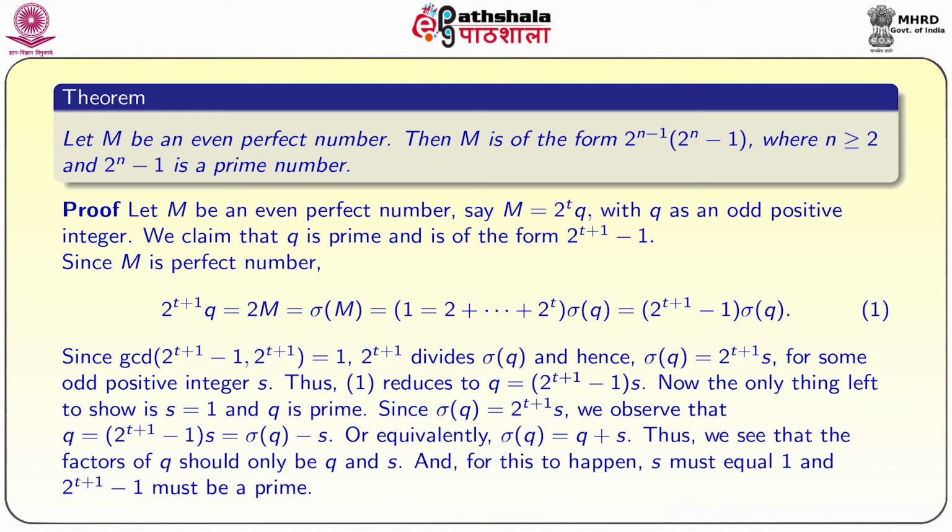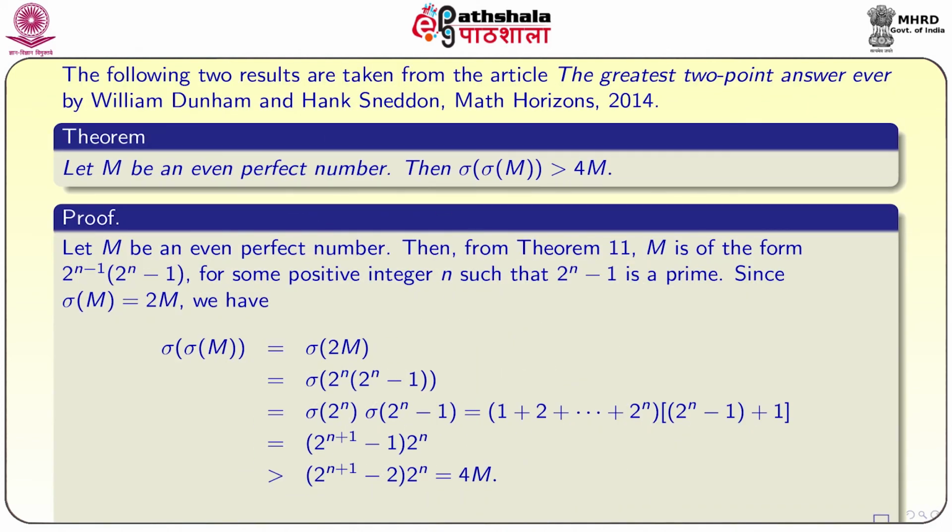Thus, we see that the factors of q should be only q and s. This happens only if s is equal to 1 and 2 power t plus 1 minus 1 is a prime. The following two results are taken from the article The Greatest 2-Point Answer Ever by William Dunham and Hank Snedden, Math Horizons 2014.